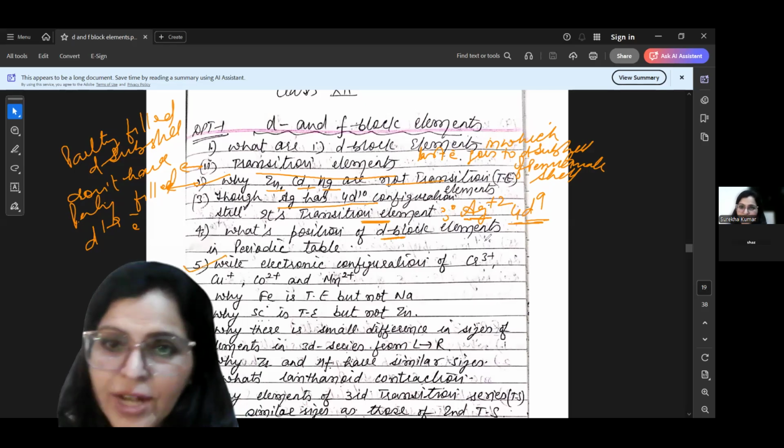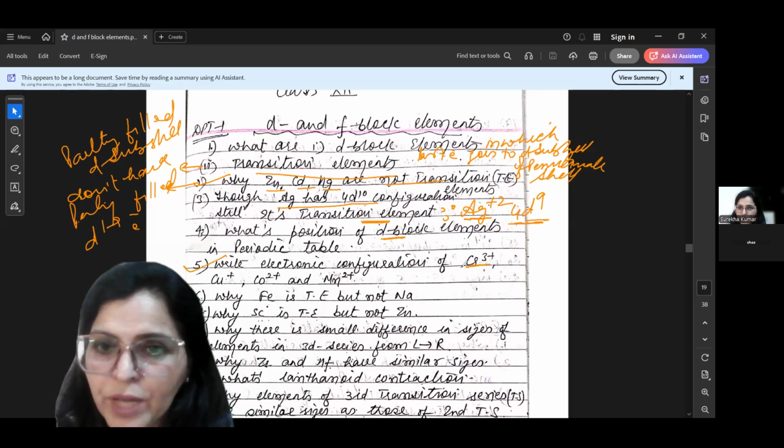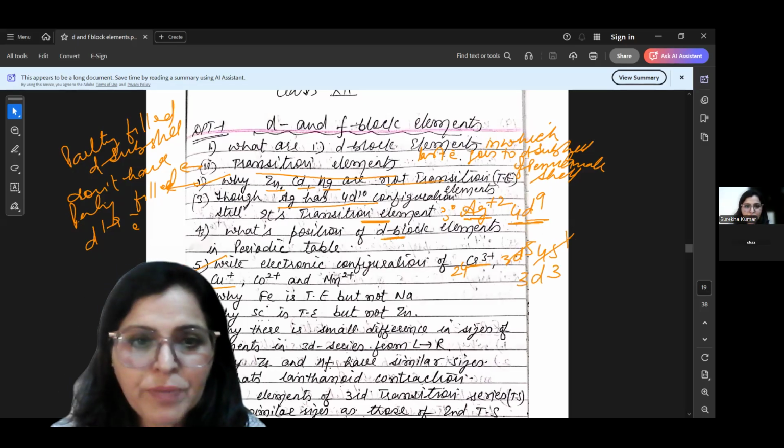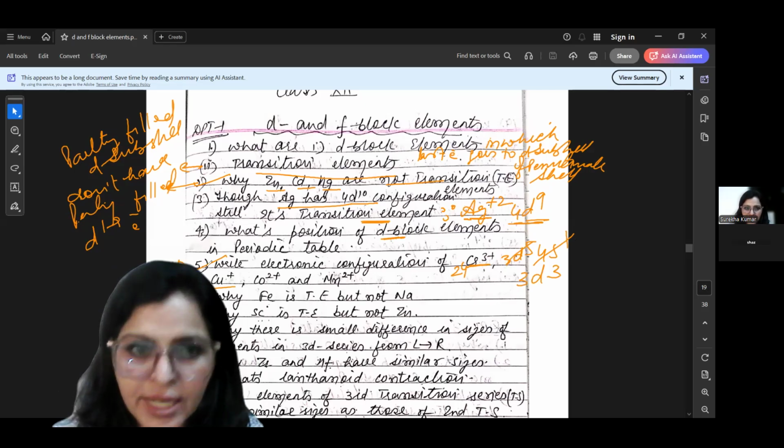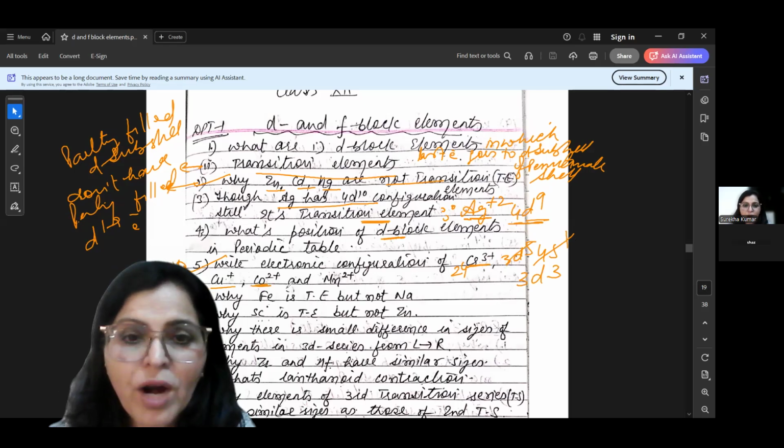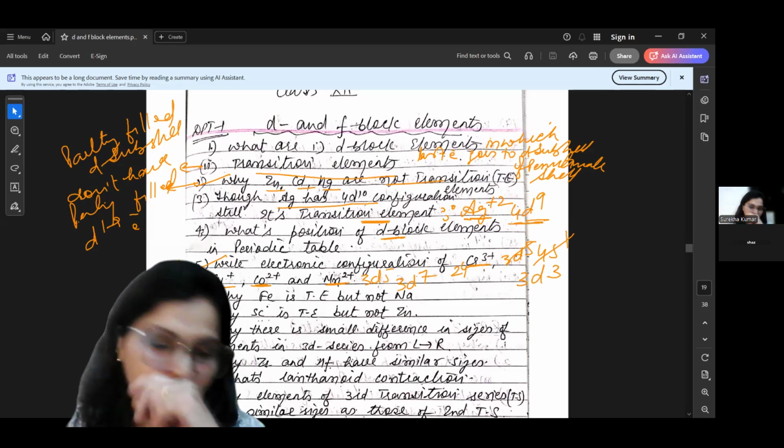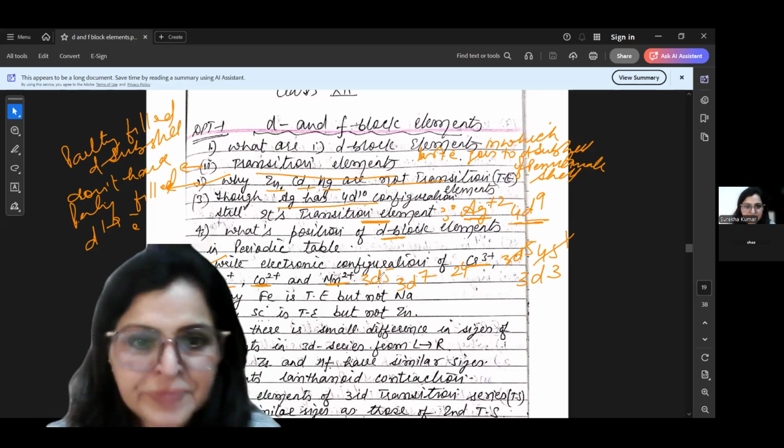Write the configuration of chromium 2+, 3+. Initially it has 24 electrons. It is 3d5 4s1. After losing 3 electrons, it will become 3d3. Copper +1 will become 3d10 after losing 1 electron. Cobalt 2+ will become 3d7. Manganese 2+ will become 3d5. I've also discussed this earlier.